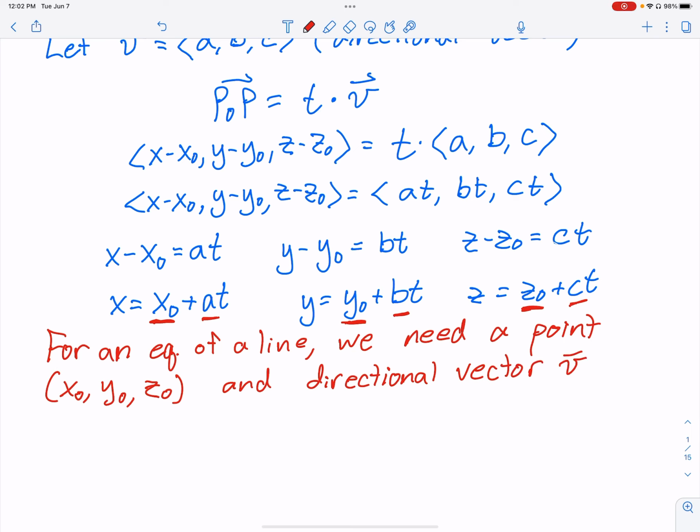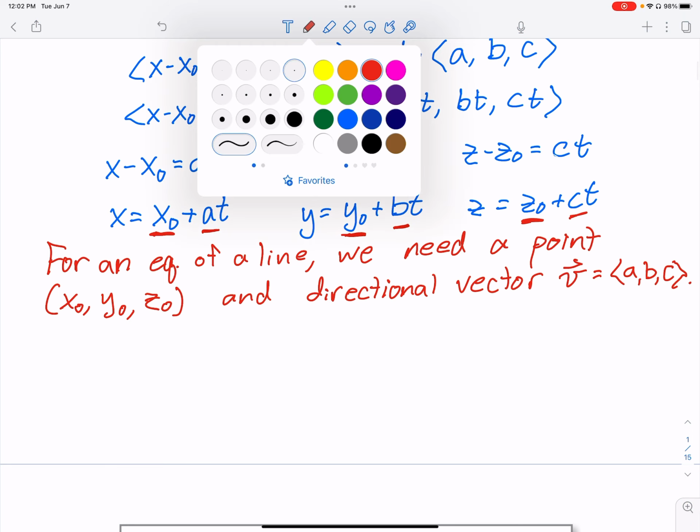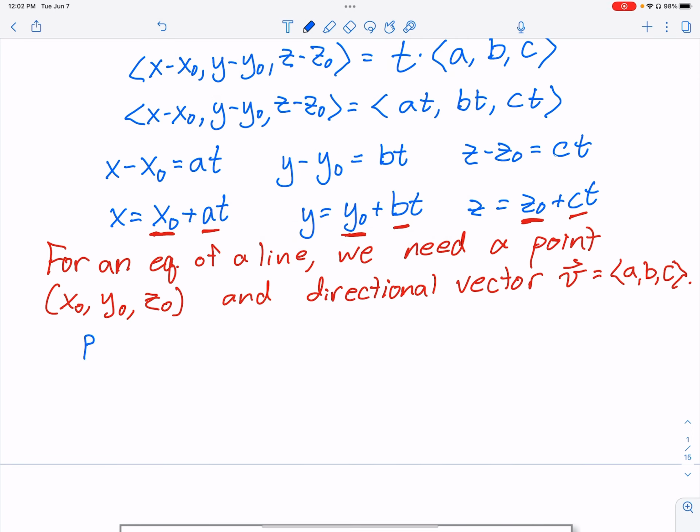And we'll call this V, and that's got to be A, B, C. All right. I have a formal definition written out on the next page, but there we go. We have that. So we have two ways to write this. We have the parametric equations.